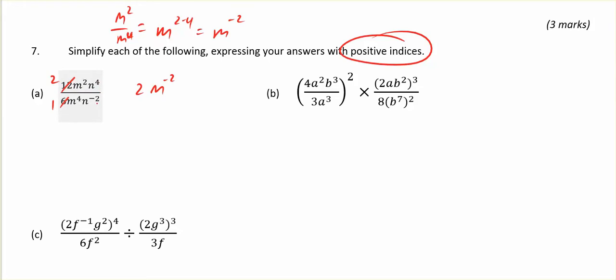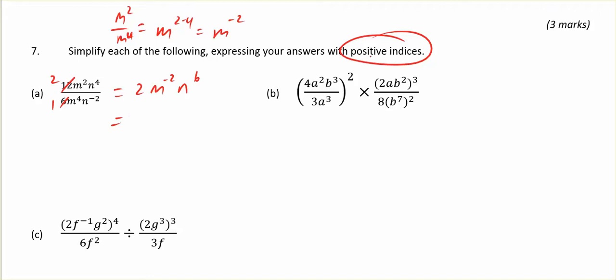n^(-4) divided by n^2 is n^(-4-2), which is the same as negative 4 minus 2, giving n^(-6). So that simplifies to this expression.